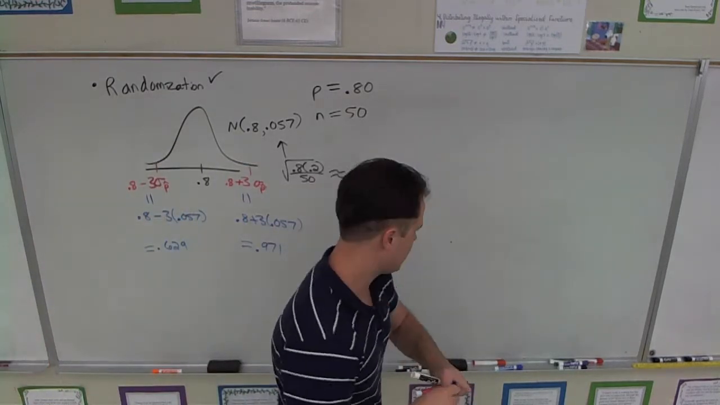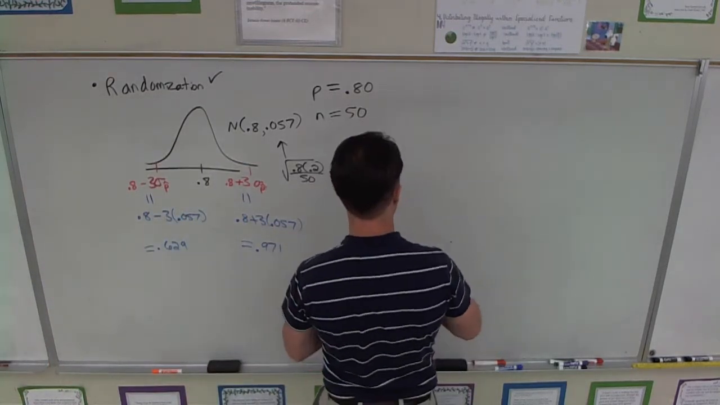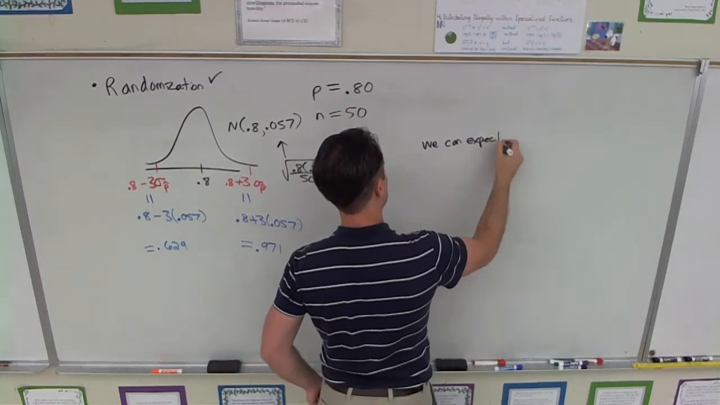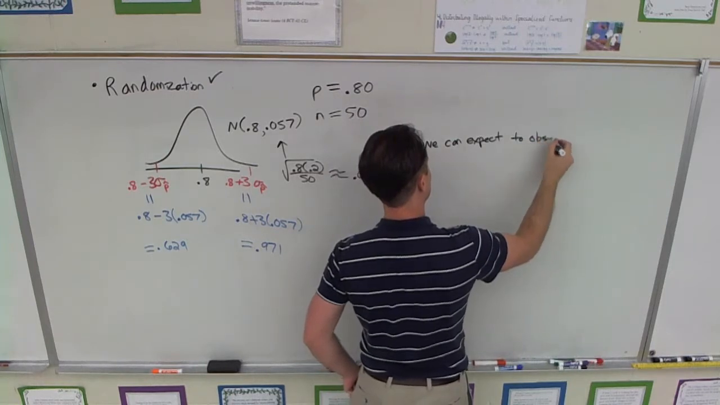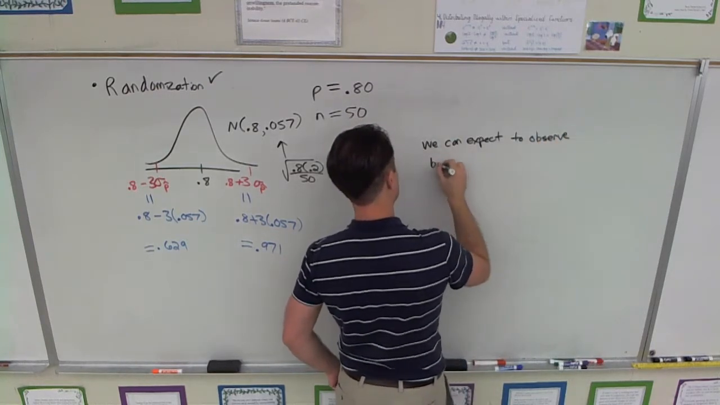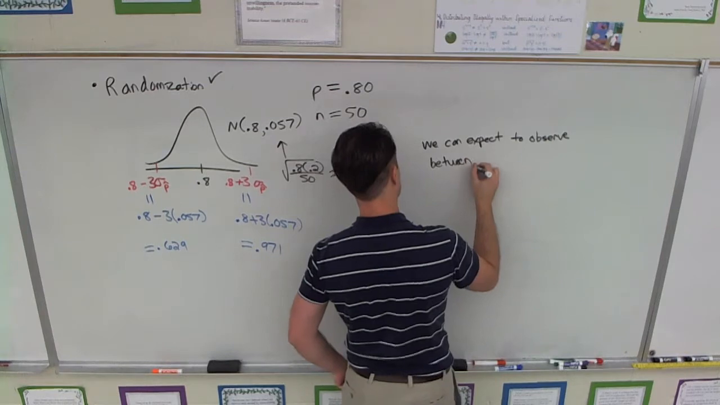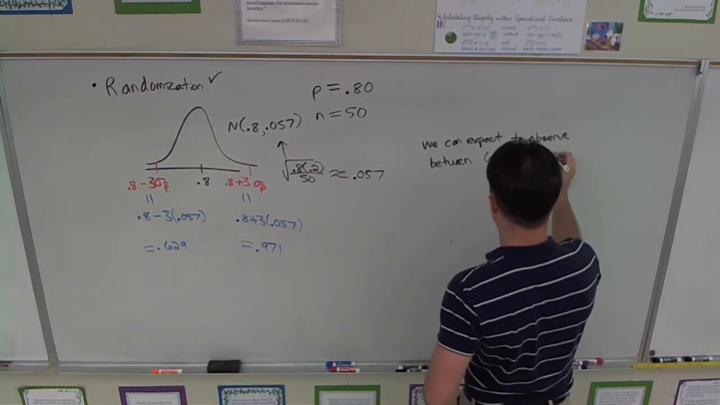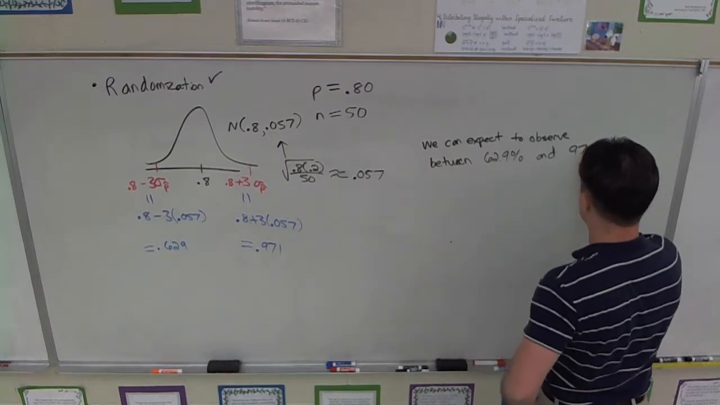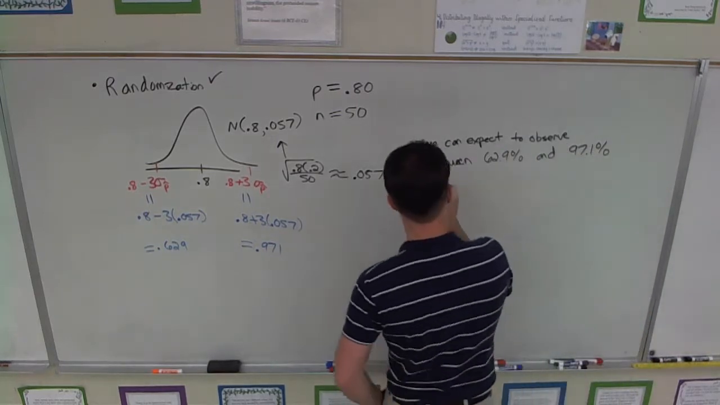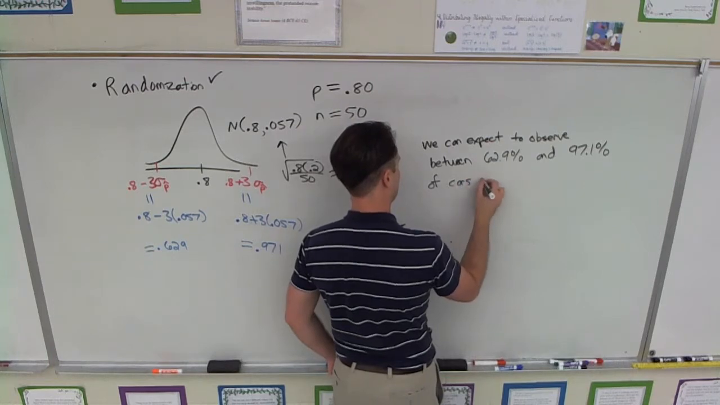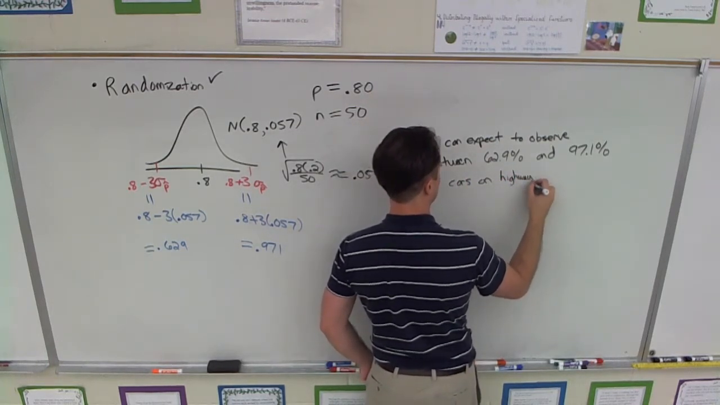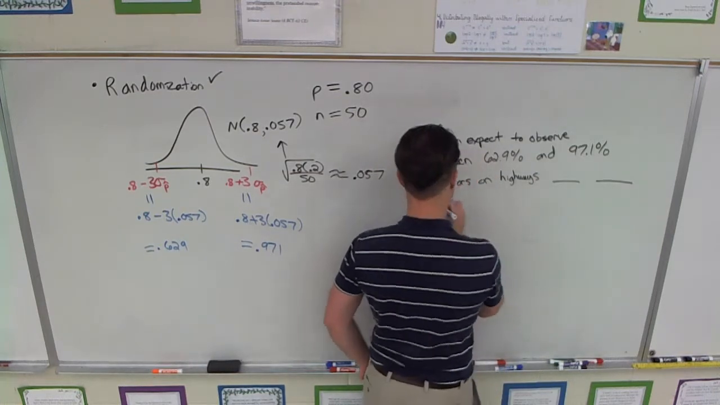So let's write out our conclusion. Our conclusion is we can expect to observe between 62.9% and 97.1% of cars on highways, or I should say interstates, to be speeding.